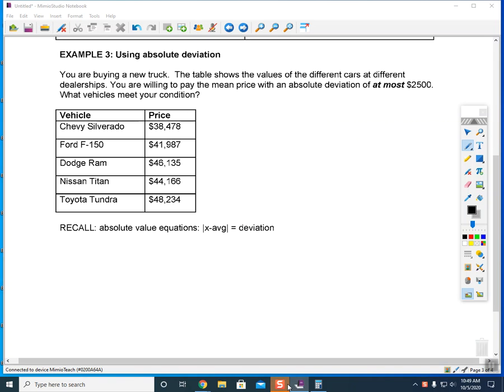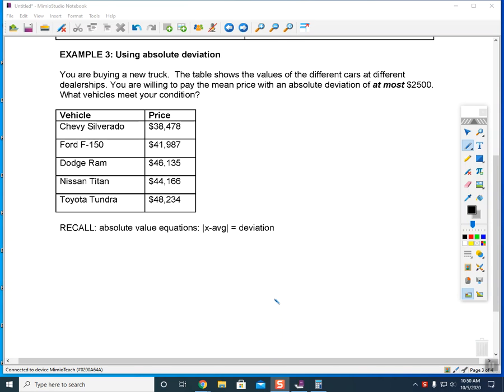Okay, so up to this point we have been talking just about absolute value, solving absolute value. The other part of this is we're going to look at using absolute deviation. We've talked a little bit about absolute deviation, but we haven't really talked fully about how we use it, why we use it, so we've got a couple examples of how we would use this practically.